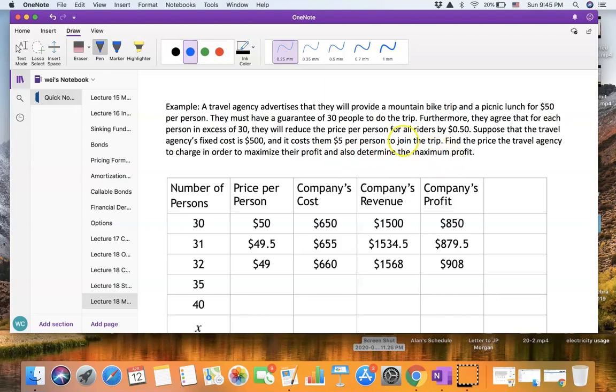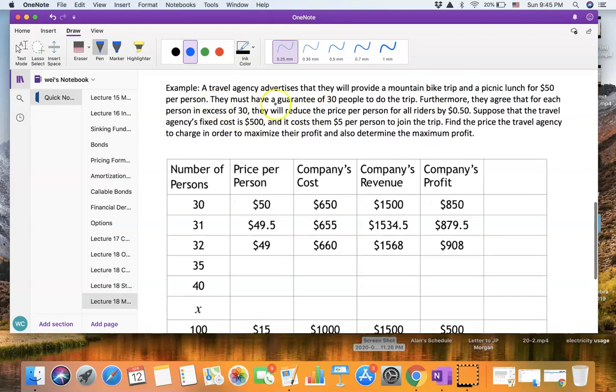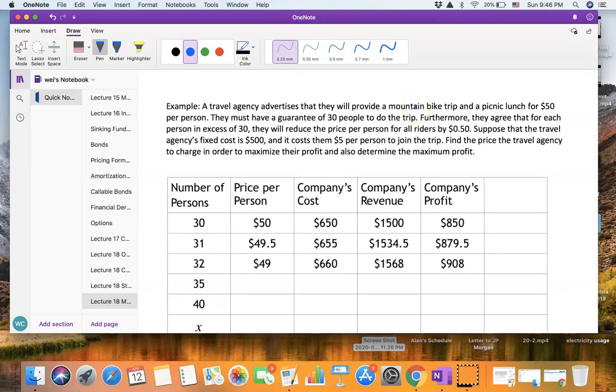Okay, this problem is pretty long. Let's read this problem again and pick up the useful information. So this sentence says they must have a guarantee of 30 people to do the trip. This tells us if the number of participants is less than 30, then the travel agency won't hold this event. So the minimum number of participants is 30.